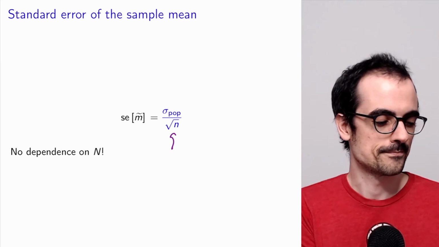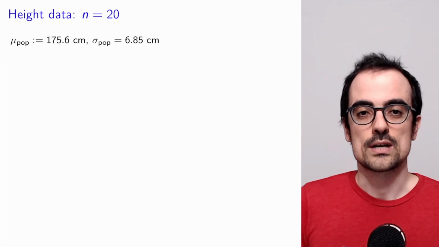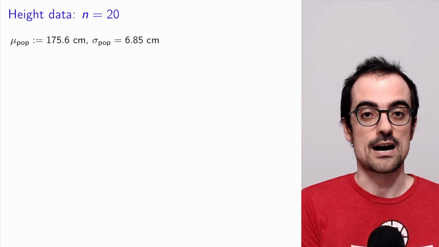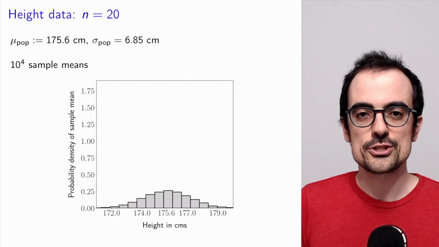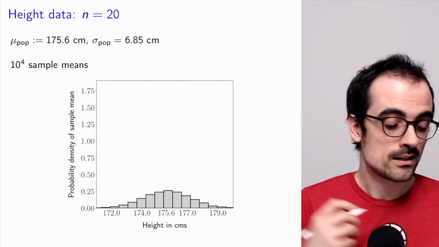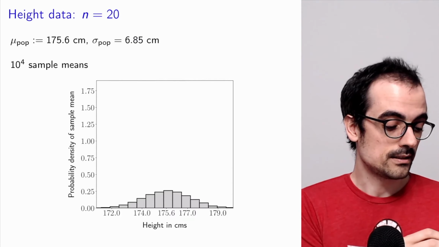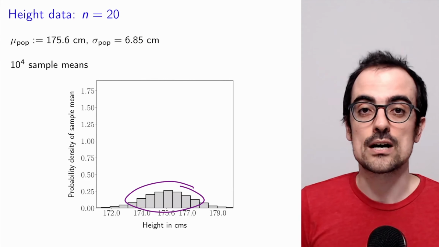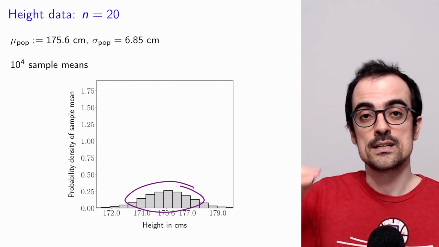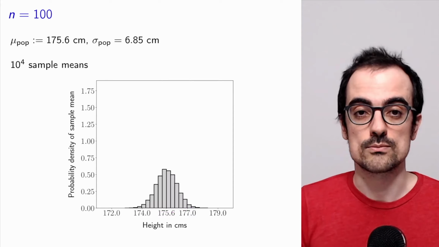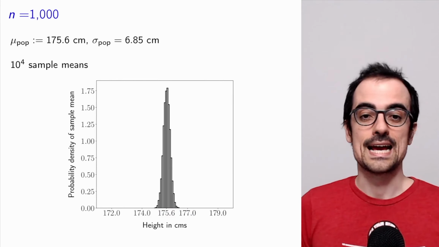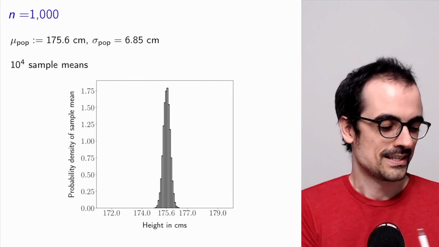to compute the sample mean. So let's take a look at how the distribution looks for our height data. For n equals 20, we have this distribution, and now as we increase n, what do we expect? We expect this to be less and less spread out by this result that the standard error decreases with square root of n. And that's exactly what we see. This is for n equals 100, and this is for n equals 1000.